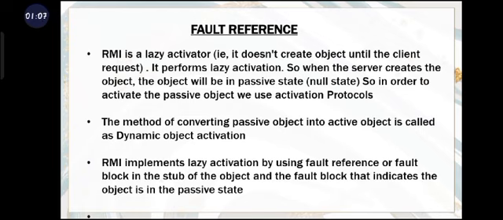Fault reference. RMI is a lazy activator, that is, it doesn't create the object until the client requests. It performs lazy activation, so when the server creates the object, it will be in the passive state, that is, the null state. We can't pass any methods when the object is in the null state. So in order to activate the passive object, we use the activation protocol. The method of converting a passive object into an active object is called dynamic object activation. RMI implements lazy activation by using fault reference. As I already told, fault reference is in the stub of the object, and the fault block indicates the object is in the passive state.